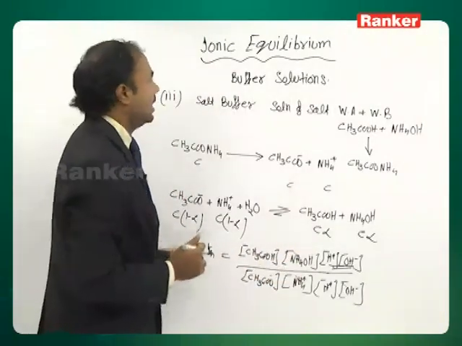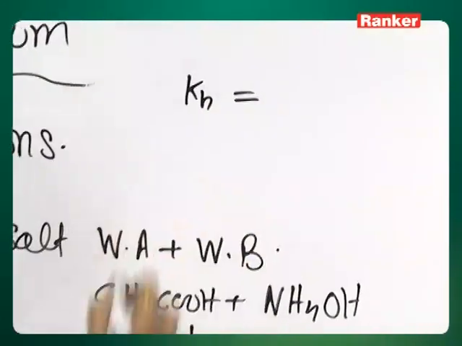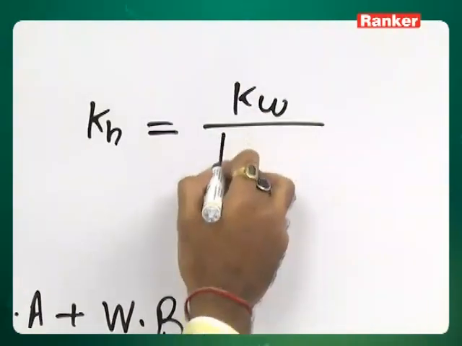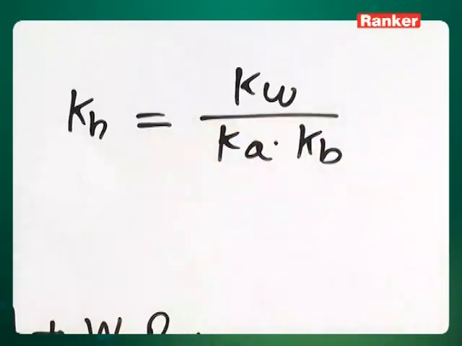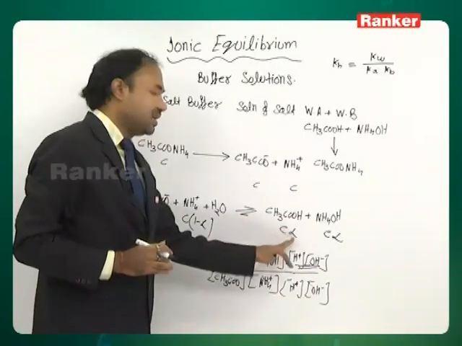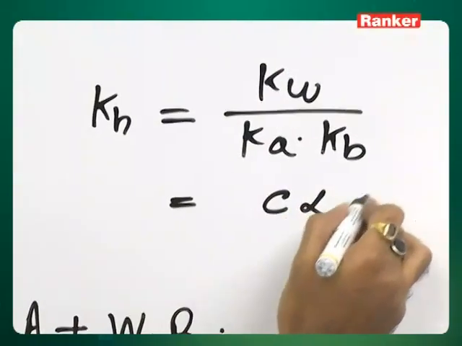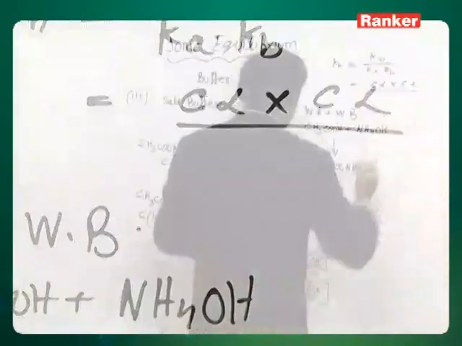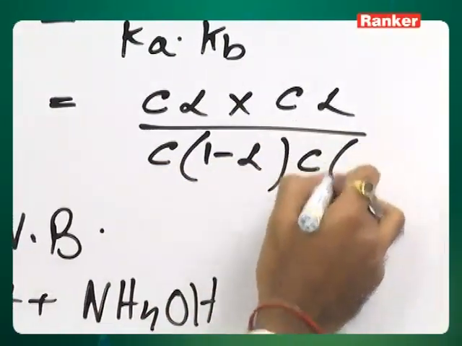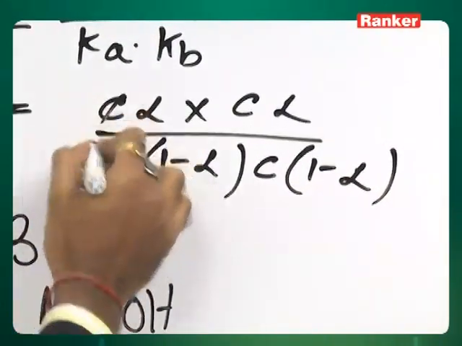We substitute the values and we get from here that KH equal to, this became Kw, so we get here Kw by Ka into Kb, right? Simultaneously we substitute these values, which are the concentrations in terms of C and alpha. So it becomes equal to C alpha into C alpha upon C into 1 minus alpha and C into 1 minus alpha, right? Now as you can see that C gets cancelled.